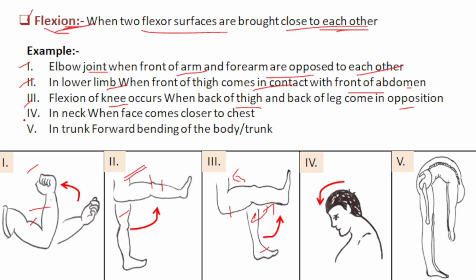Then fourth example, in the neck, when the face comes closer to the chest. You see in this picture that the face comes closer to the chest, and this movement is called flexion. Then the fifth example, in the trunk, forward bending of the body or the trunk. You see in the last picture that there is a forward bending of the body. So these all are examples of flexion.